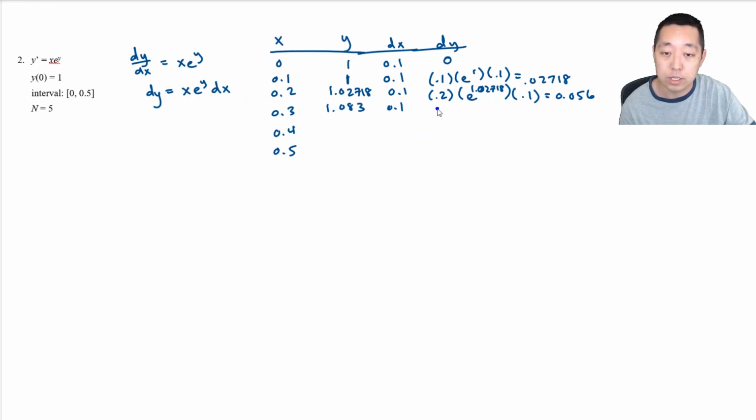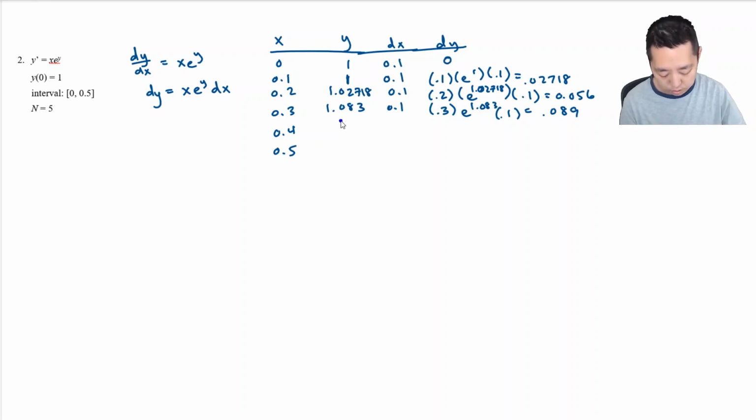My dx is always the same. For my dy, x is 0.3, e to the y, which is 1.083, and my dx is 0.1. So I'm going to do 0.3 e to the 1.083 times 0.1. On my calculator, I get 0.089. So I'm going to add that to my y value, plus 1.083, and I get 1.172.